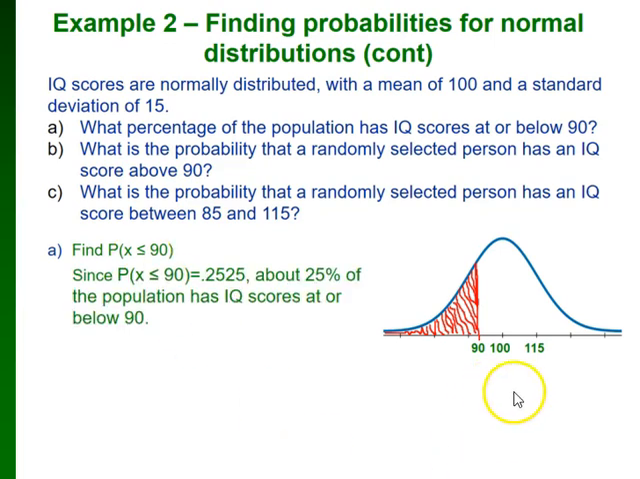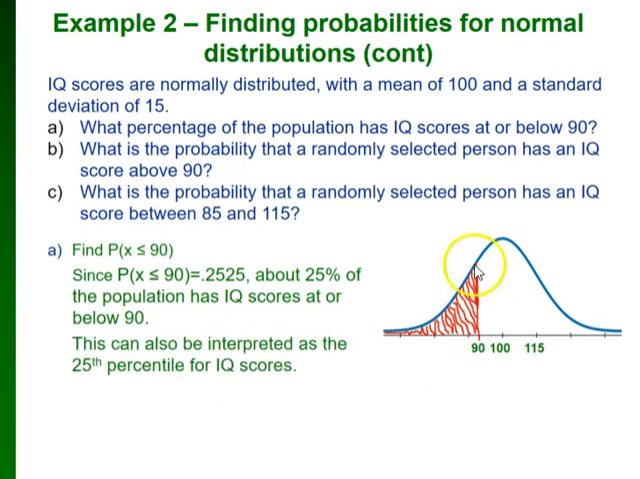To do this in StatCrunch, we would put in 100 for the mean, 15 for the standard deviation, less than or equal to for the inequality, and we would put 90 in for the value. If we clicked on compute, we would get approximately 0.2525. Since in this one they were asking for a percentage, we could take this and convert it to a percent by multiplying by 100. We could round that to the nearest percent, and that would tell us that about 25% of the population has IQ scores at or below 90.